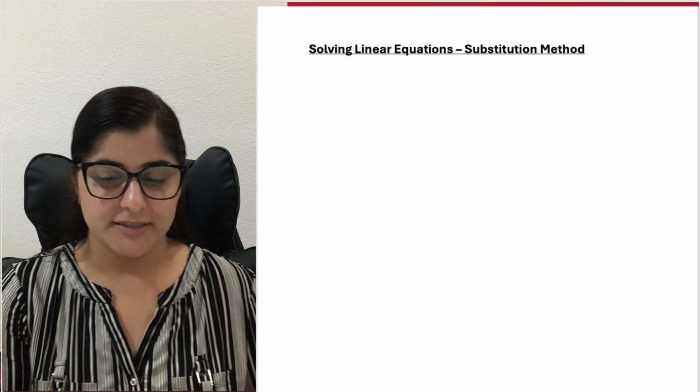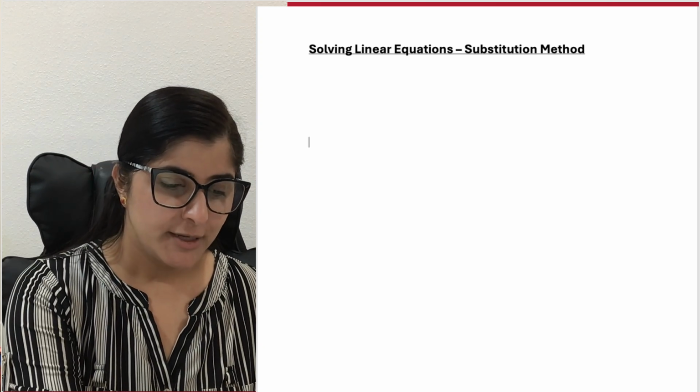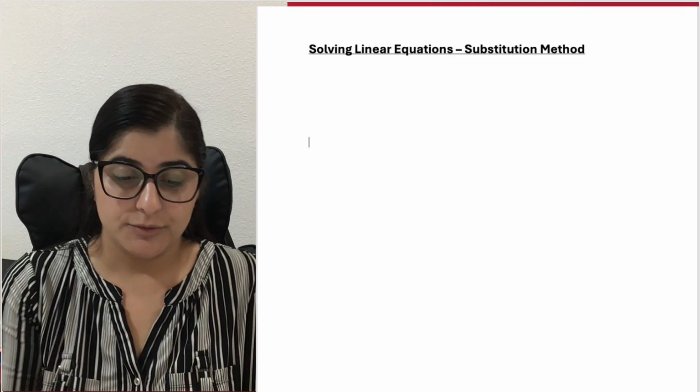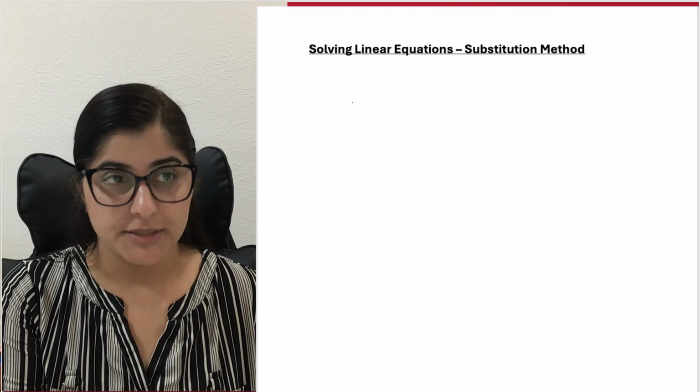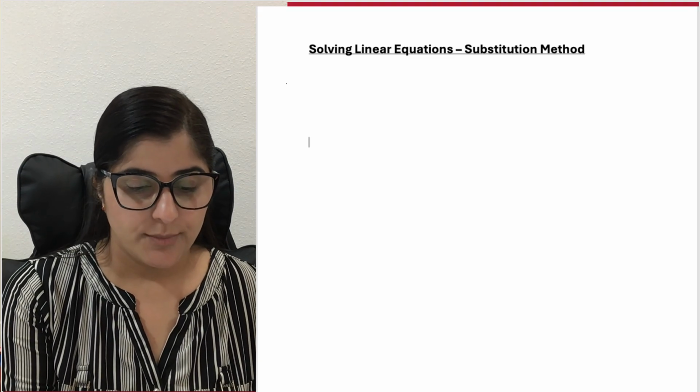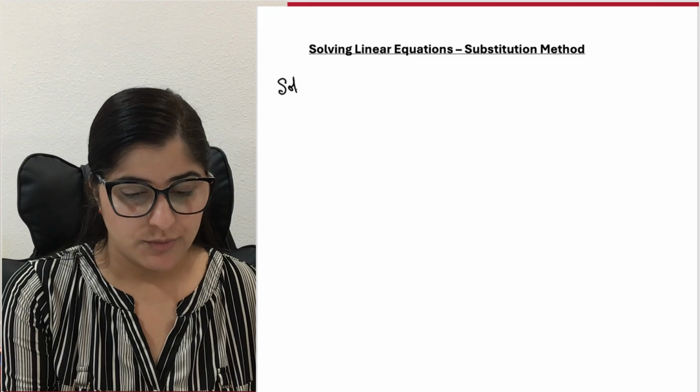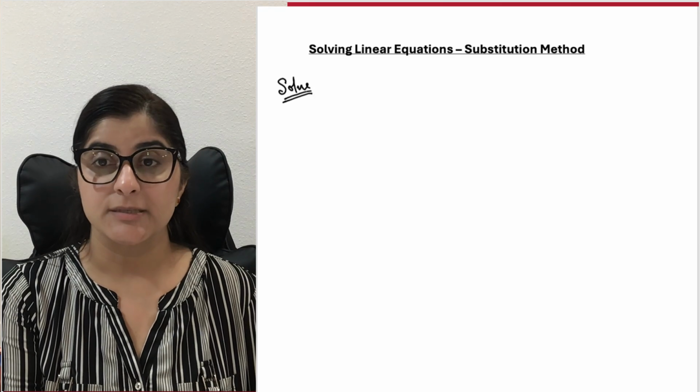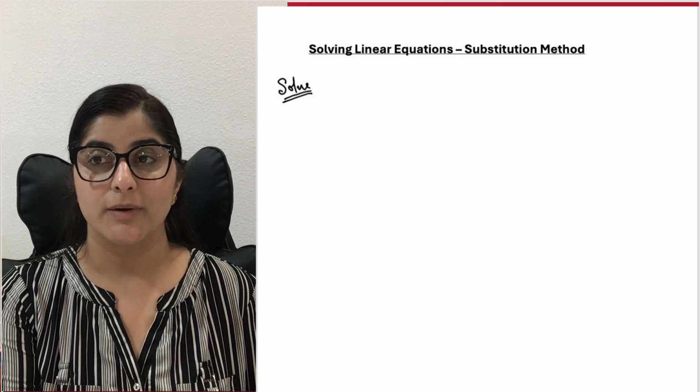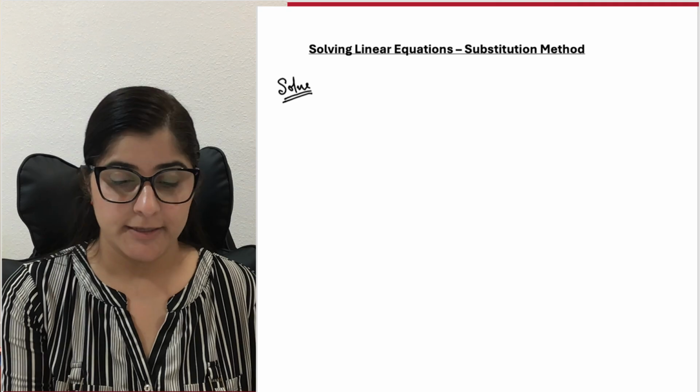Solving linear equations by substitution method. So this is an algebraic method to solve the system of linear equations. So let's see what that method is. So let's do one practice problem, and I will explain what this substitution method means while doing this problem.